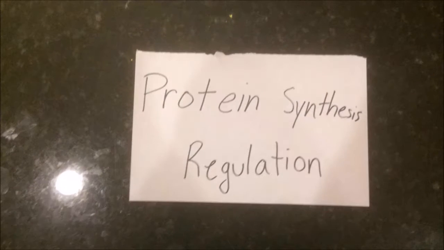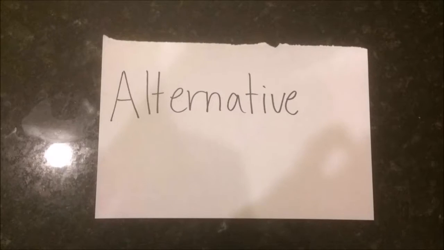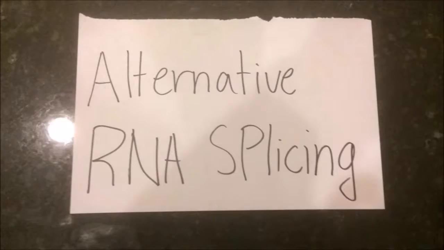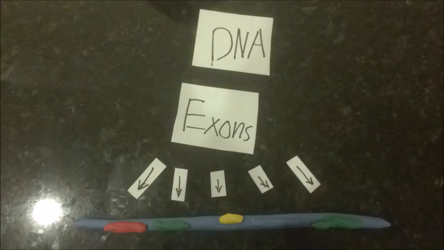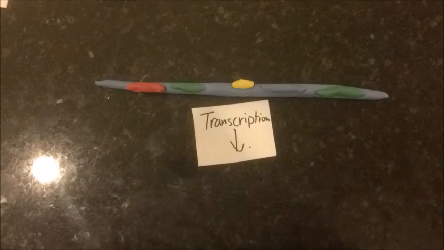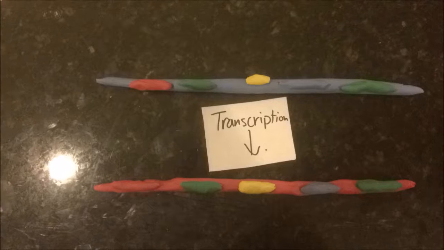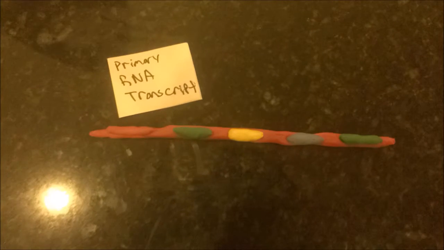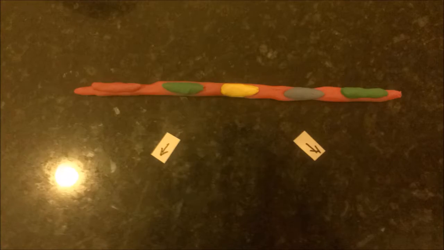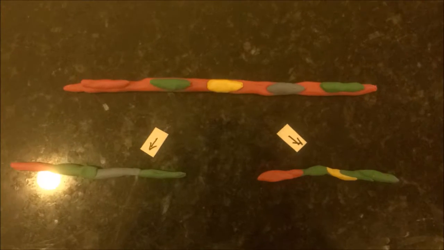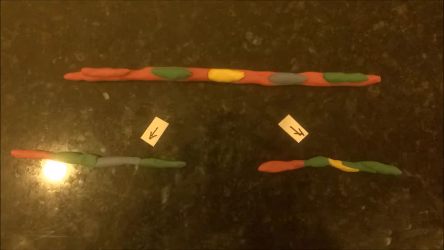Protein synthesis regulation. An example is alternative RNA splicing. The DNA has certain genes that will later become exons or introns in the mRNA. After the transcription of DNA, which creates a primary RNA transcript, the alternative RNA splicing can create different mRNA molecules depending on which parts of the RNA are treated as exons or introns.